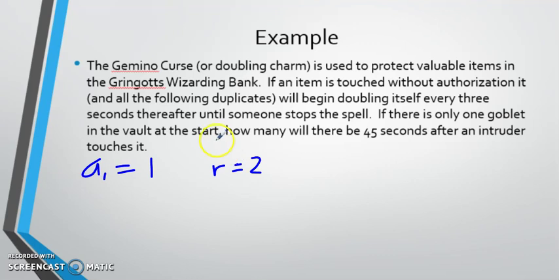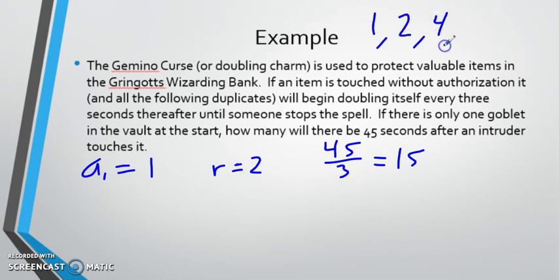Now, the trickiest thing for us to figure out is the n value in this case. So they want us to find out how many there will be 45 seconds after the object is touched. And the doubling happens every 3 seconds. So your instinct is probably to say, okay, well, let's do 45 divided by 3. And that's good. That gives you a number, 15. But that's not actually n. Because if you think about things for a second, for example, let's say we were starting off with 1, and then it doubled, so then you have 2, and then it doubled again, so you have 4, and then it doubled again, so you have 8, and it's going to keep doing something like that.